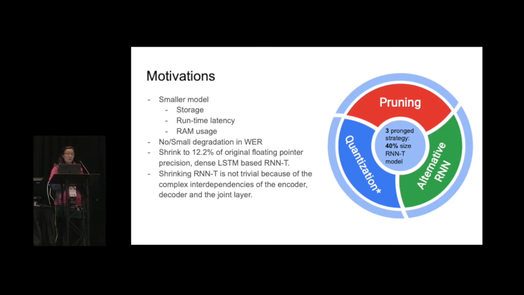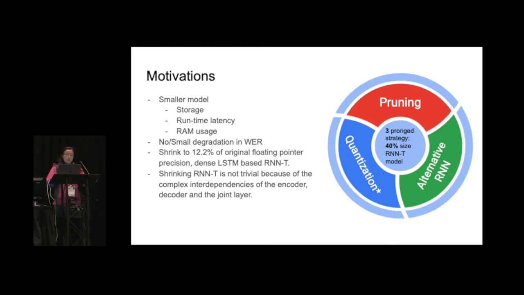So eventually this paper presents a combination of 3 techniques that shrinks the model parameters down to 40% and shrinks the size of the model down to 12%. So that's about a 7.9 compression ratio.